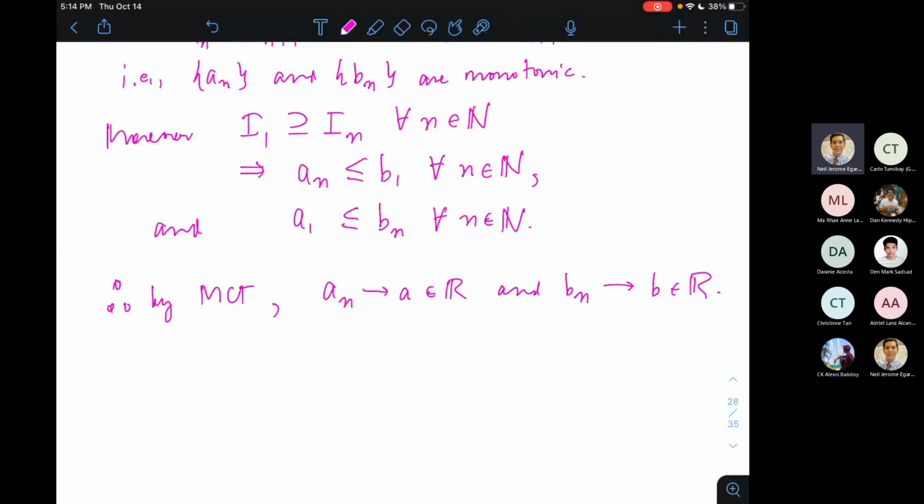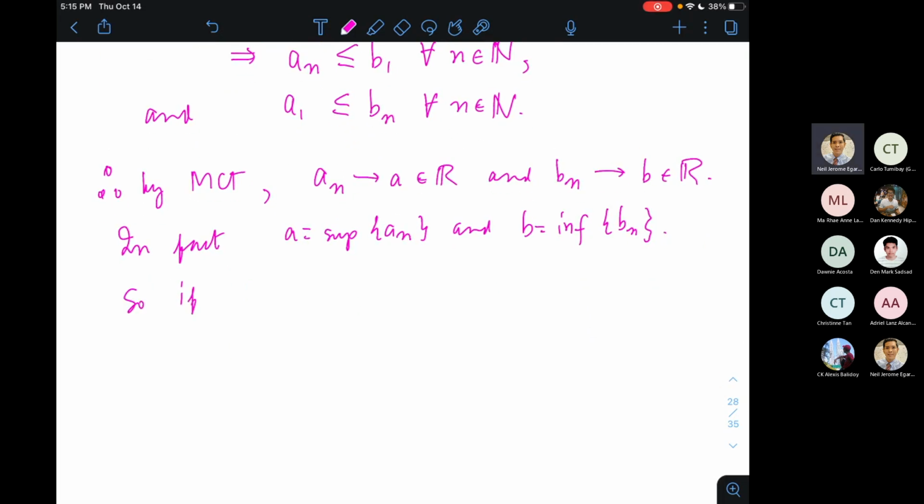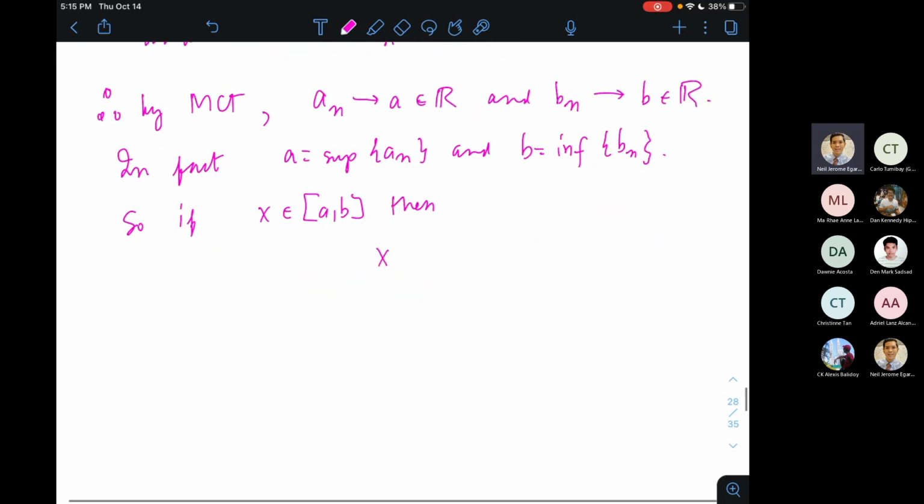Then what else do we know about this, guys? Actually, pwede pala nating sabihin, aside from convergence to just generic values of A and B, dahil increasing sila and decreasing, we can say that A is the supremum of the A_n's, and B is the infimum of the B_n's, right? So, if x is on the closed interval [A, B], then what can we say? Then x is between A and B. Okay? Tapos dahil si B ang infimum ng mga B_n's, so this guy will be less than or equal to B_n.